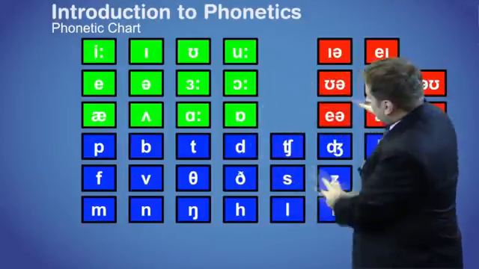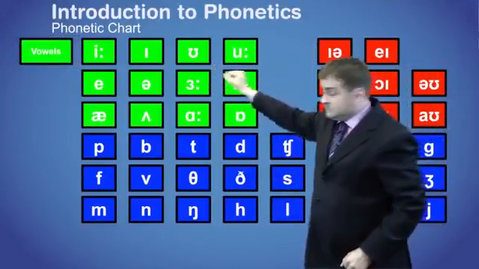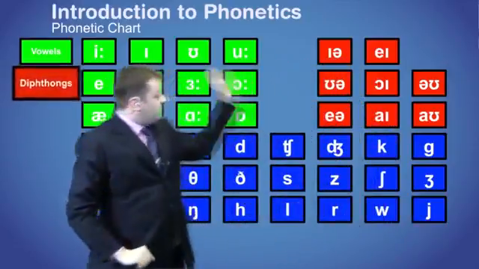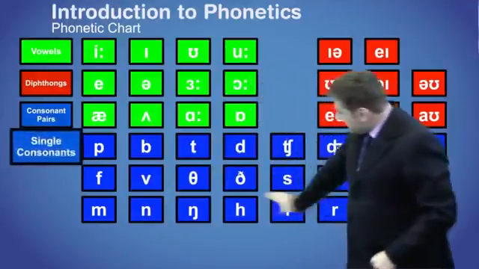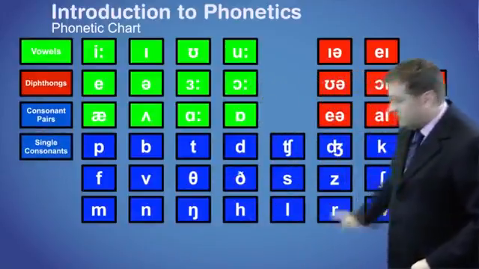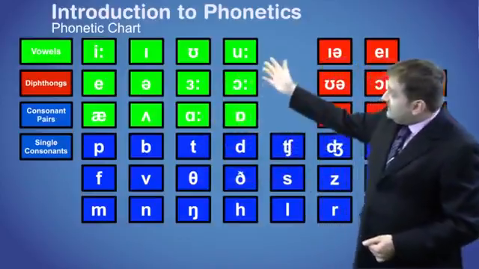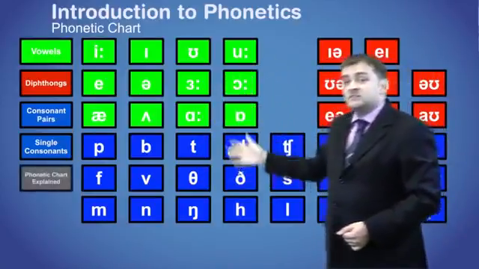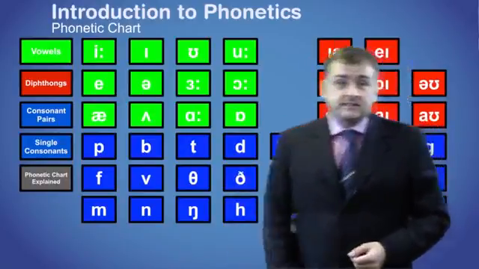There are three sections to the chart. Single vowels in green, and the diphthongs in red, consonant pairs and consonant singles in blue. We've made additional videos about each section of the chart, as well as a video with an overall explanation, which you can view by clicking on these links.